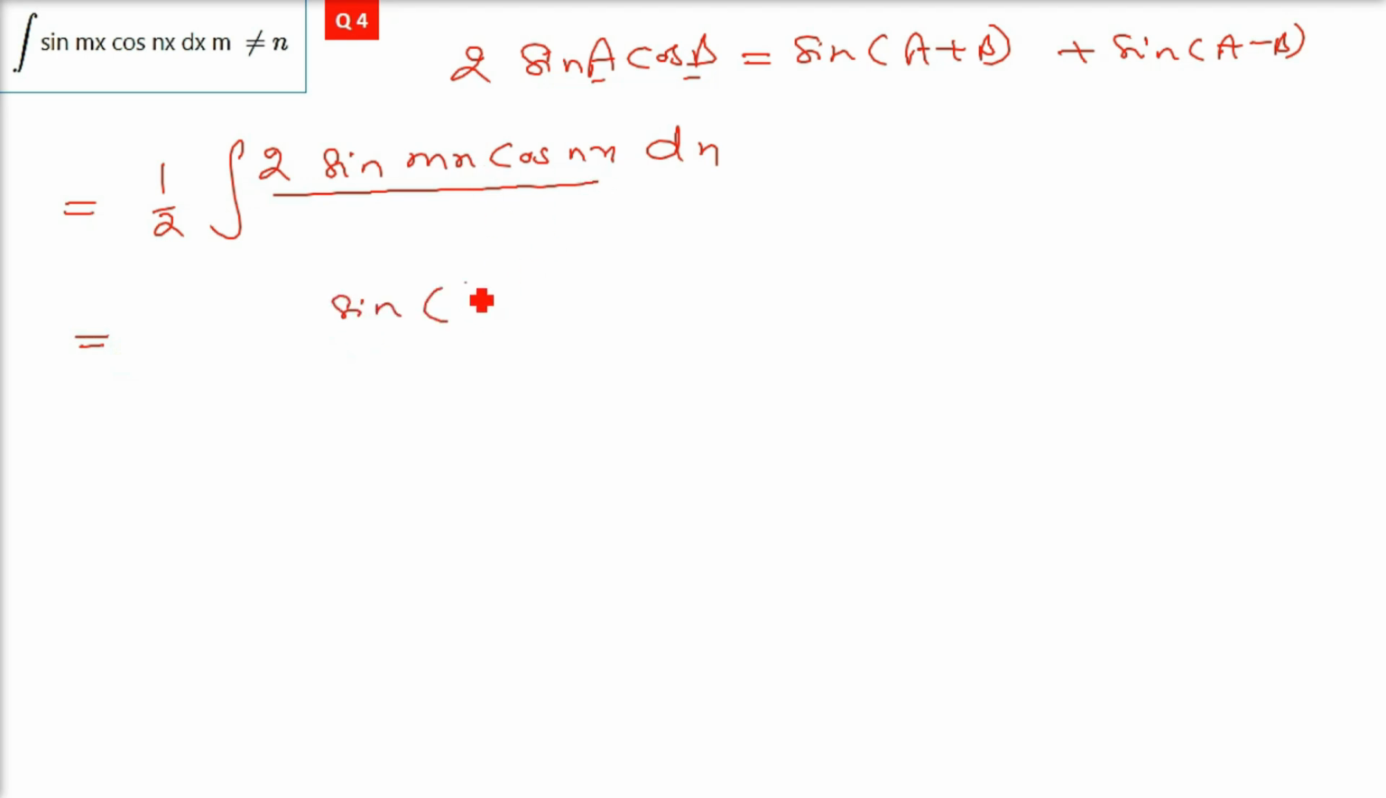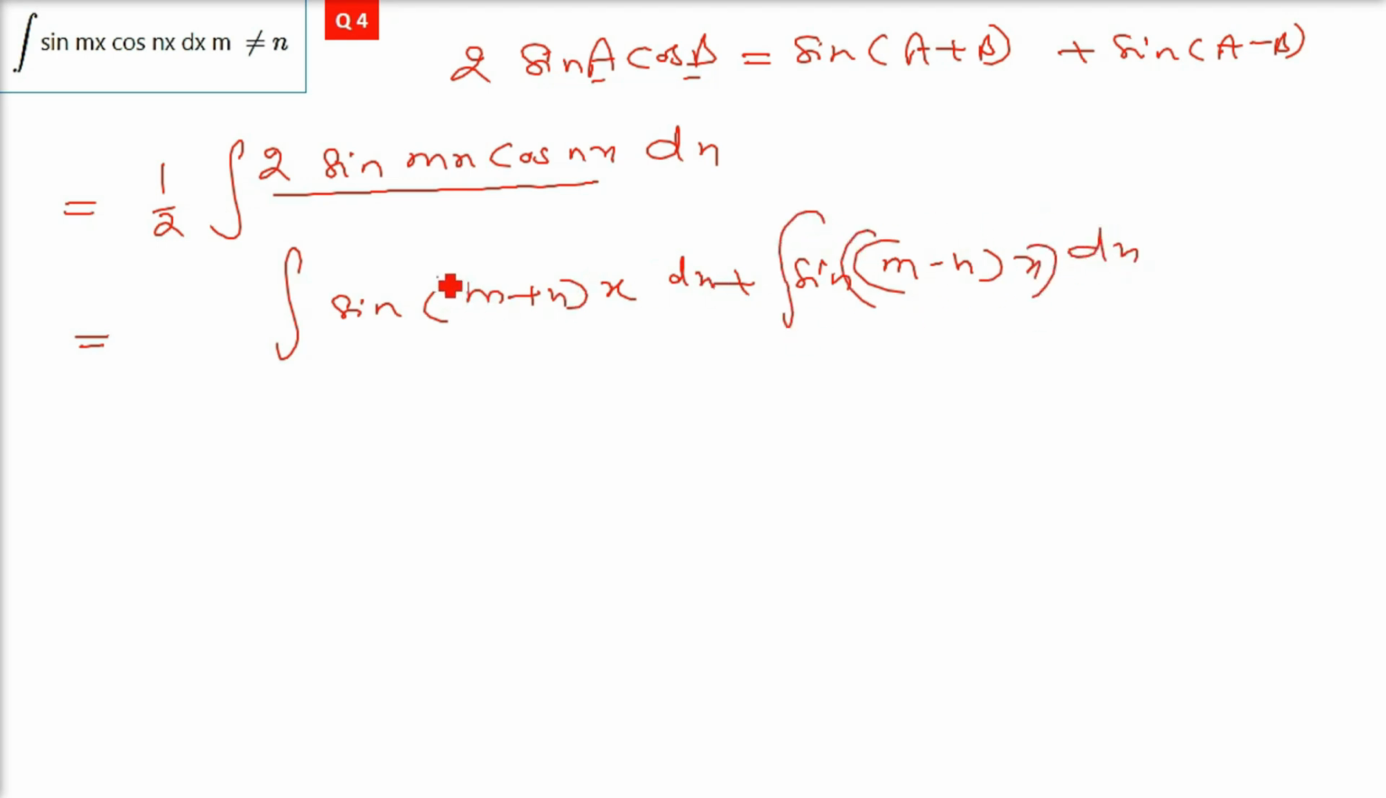Sine(mx plus nx). So let me write it as (m plus n)x. That's what we learned in the previous question. Always write this as (m plus n)x, plus sine (m minus n)x, and then we differentiate. We'll deal with this half later. Just integrate here. So this whole is one angle. Please remember, (m plus n)x is a single angle.